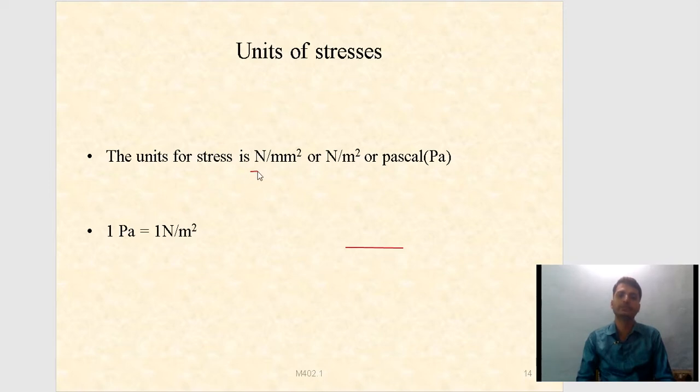The unit of stress is newtons per meter square. Generally, we use load and area. Load is in newtons and area is in mm square or meter square. So 1 pascal is equal to 1 newton per meter square. Similarly, stress is expressed in newtons per mm square.